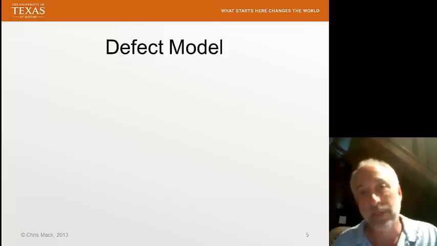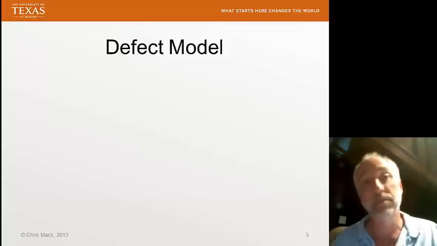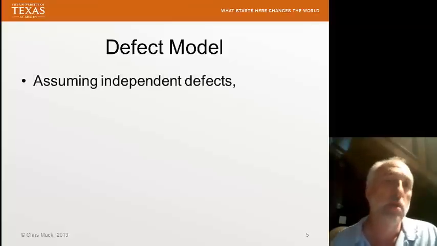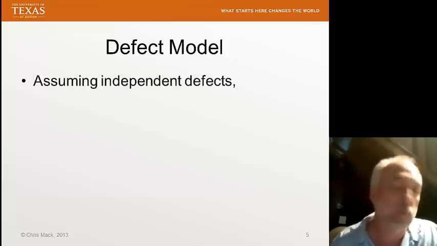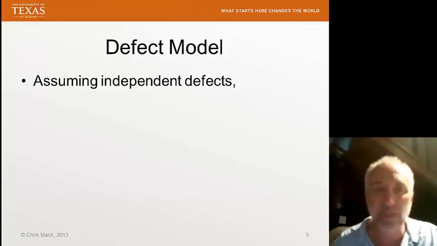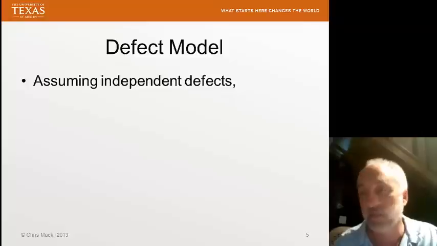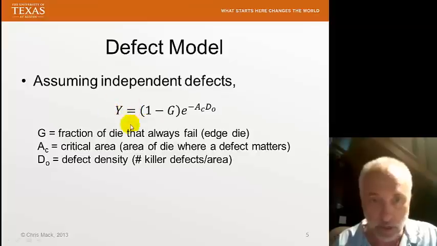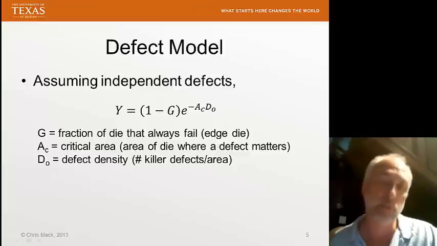To understand what level of defect is significant, we use a defect model. The basic defect model, the simplest one, and there are a lot more complicated ones than just this one, but this is the simple basic defect model. It assumes all of the defects are independent of each other, and the yield, Y, is a function of three things. First of all, we have what's labeled here as G, the fraction of die that always fail.